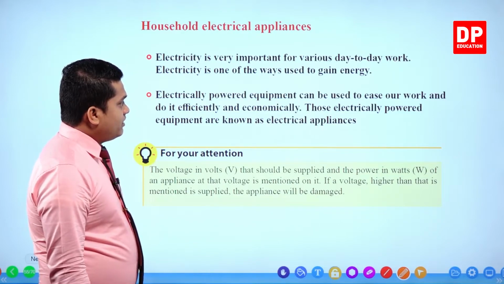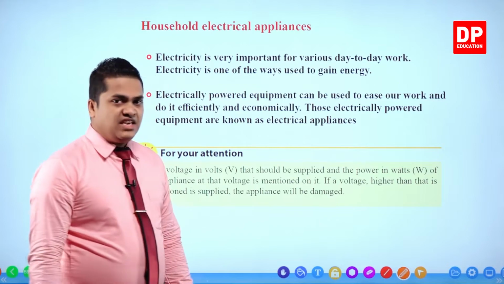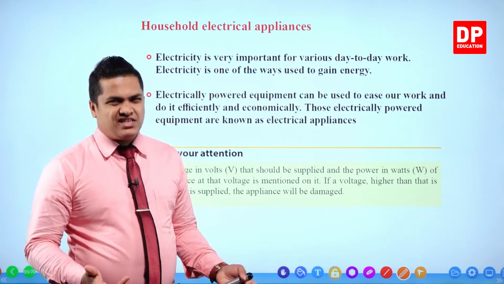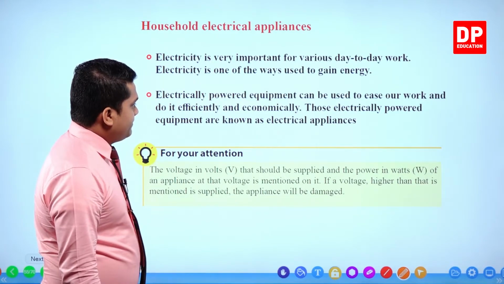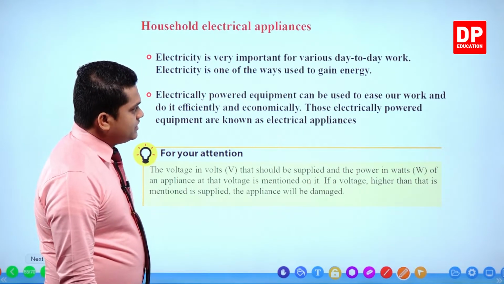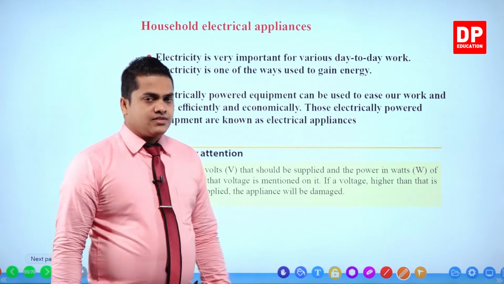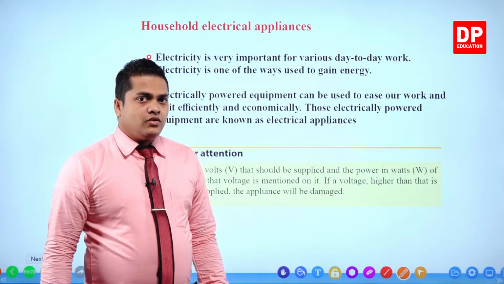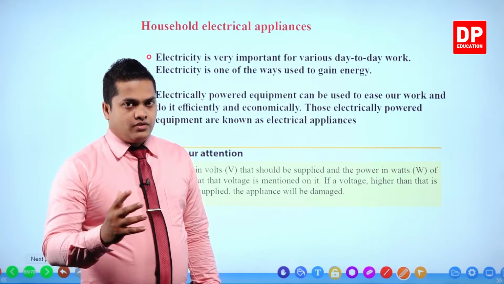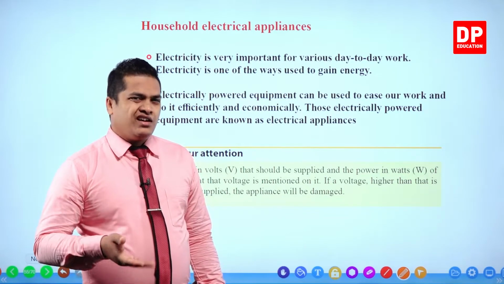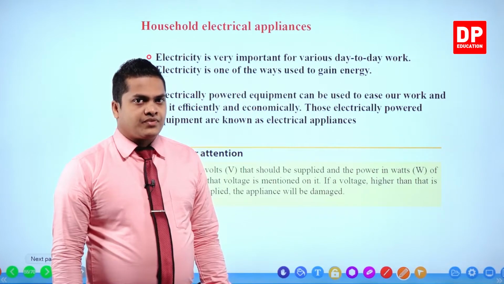So electrically powered equipment can be used to ease our work. Ease means to make our work easy and do it efficiently and economically. Those electrically powered equipment are known as electrical appliances. So the ones which use electricity to do work in our homes are referred to as electrical appliances.